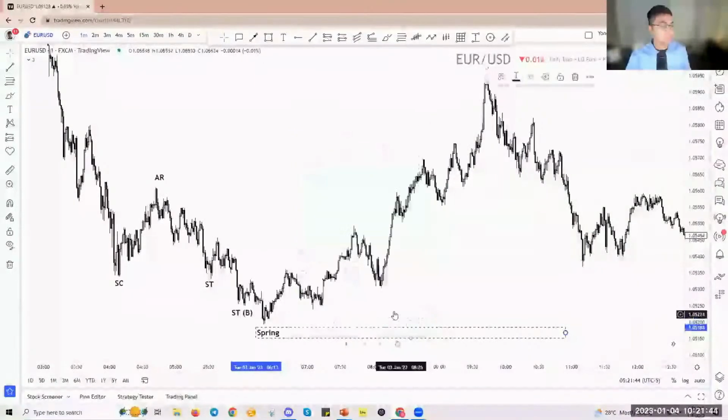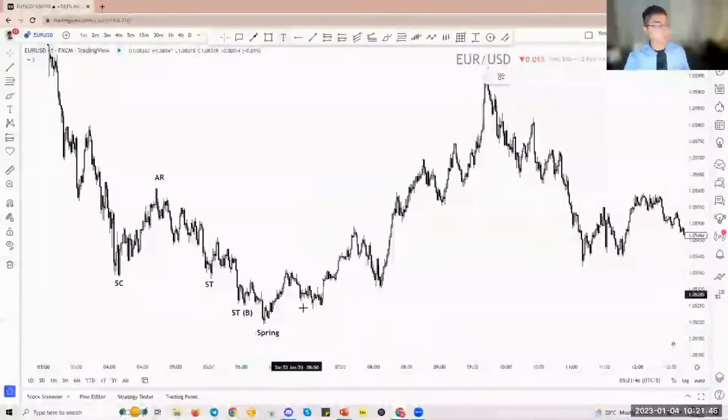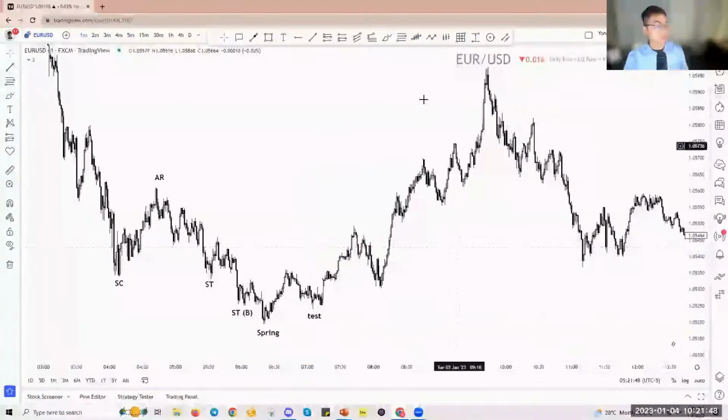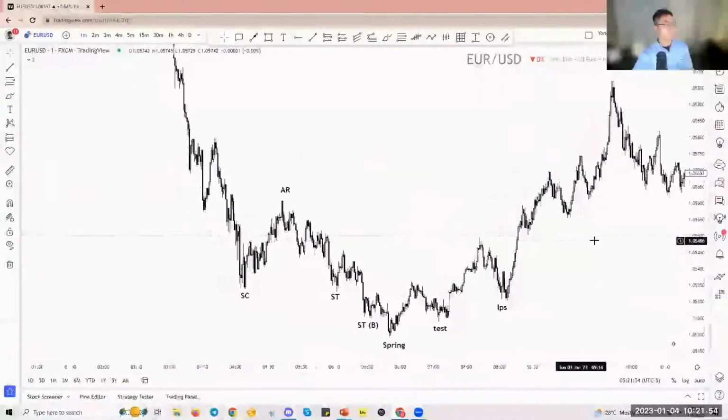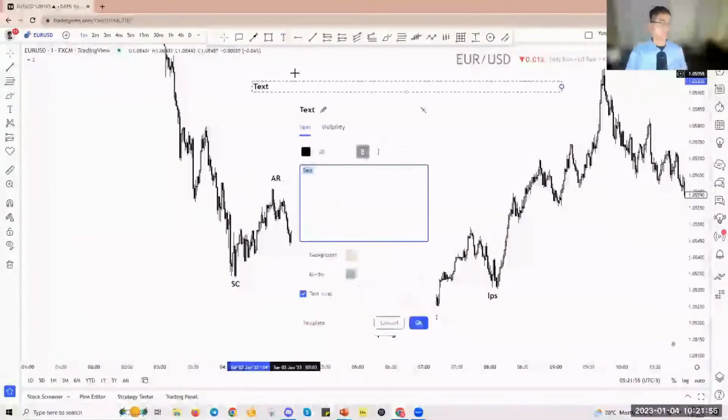After the spring, we have the test. You do not enter on the test. You enter on the last point of supply, the LPS. So let me write down what all this means. Abbreviations.